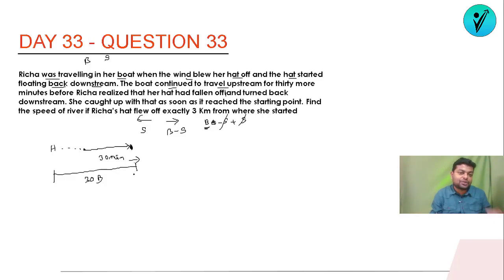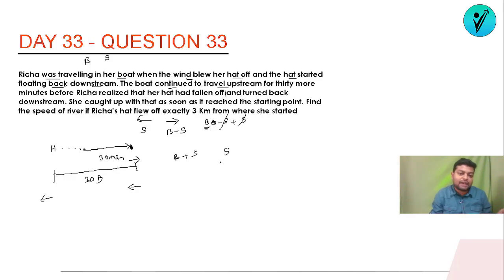Now Richa realized, oh, my hat has fallen off. Now she returns back. Now if she is returning back, she will also move downstream, and if Richa is moving downstream, her speed will be b plus s, and the hat is also moving downstream. So what will be the relative speed of the boat and the relative speed of Richa and this hat?